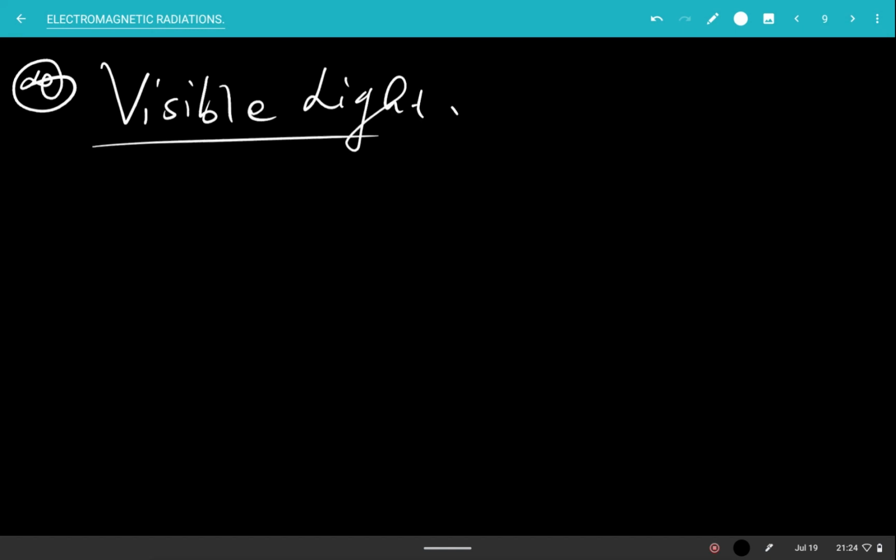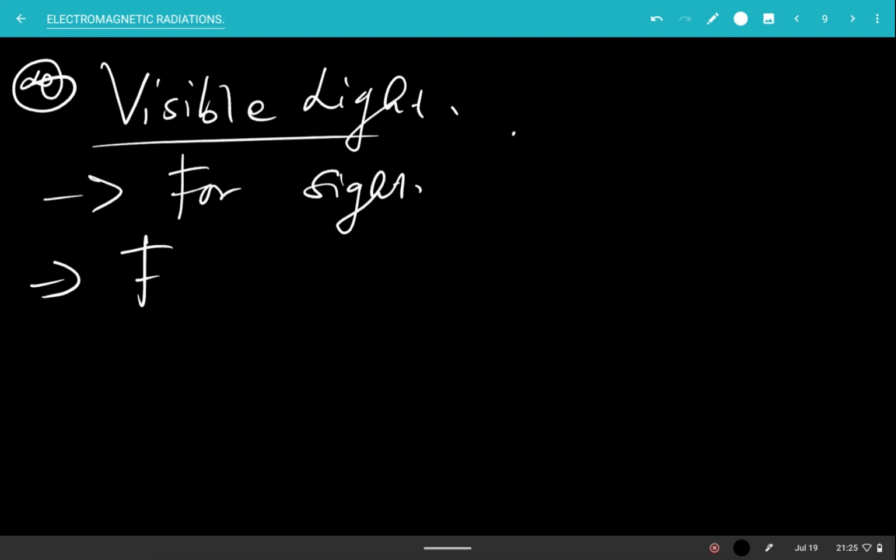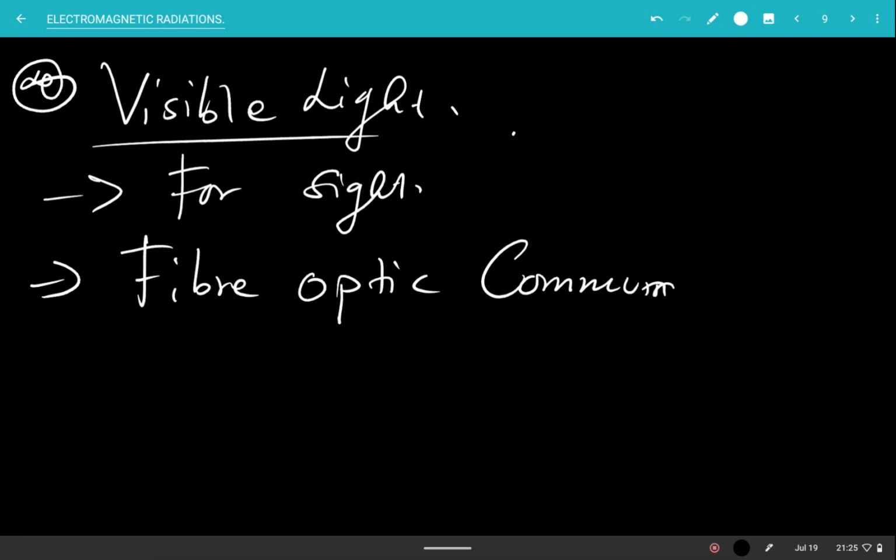Then the fourth one is the visible light. Visible light is basically used for sight. That's one aspect you need to know. It's used for sight. Not just that, visible light is also used for fiber optic communication. Okay, sorry about that. Communication.